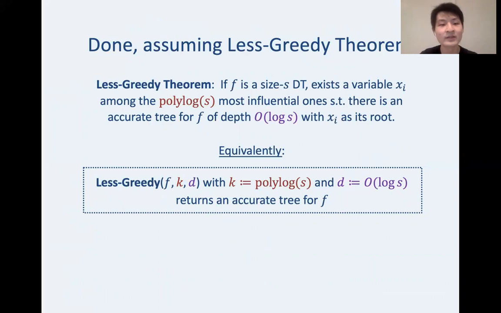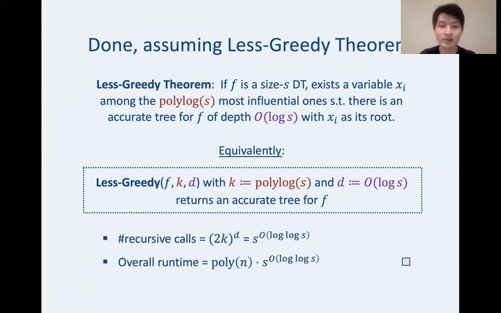Recall that we have this less greedy theorem, which we claim that we will prove. And I claim that assuming this theorem, we are done. Recall that this theorem says the following. Suppose we consider the polylog s most influential variables at each step, and we build the tree up to depth log s; we will find an accurate tree for the function. So this essentially says the following: if we call the less greedy procedure with k and d chosen as follows, the output of less greedy will be an accurate tree for f.